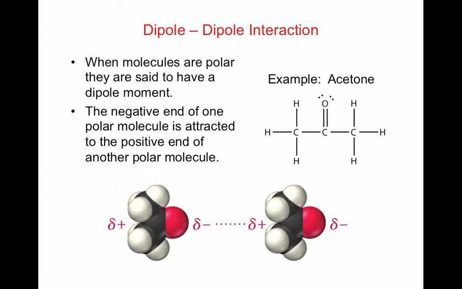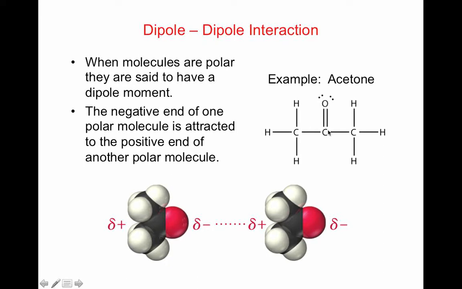So dipole-dipole interactions occur when I have a polar molecule. And so when molecules are polar, they're said to have dipole moments. And these terms are essentially synonyms, so that's where the name comes from. Right? I have a dipole moment on one molecule interacting with a dipole moment on another, and so we call it a dipole-dipole interaction. So an example of a polar molecule is acetone.